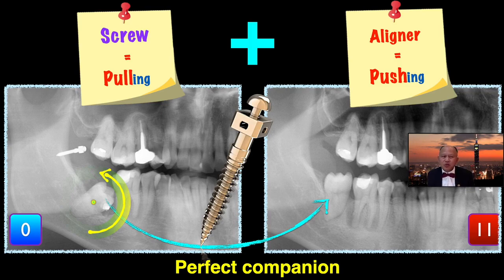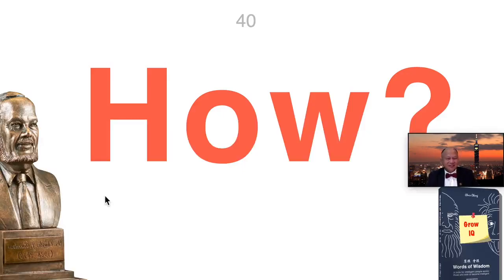So I think screw and aligner, pulling and pushing mechanic, are perfect companions. You put them together, you can solve a lot of problems. If they can make your mechanic complete, why not marry the screw with this aligner? That would make things so easy for this case. How?